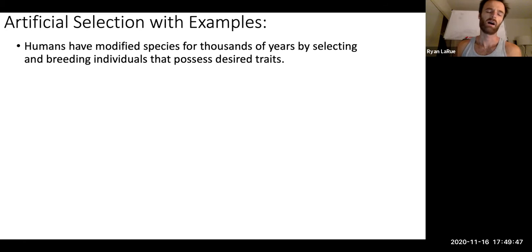Where was I? So through artificial selection, by our actions, we are selecting, choosing traits that are desirable to us for some, typically an economic purpose. So a few examples.